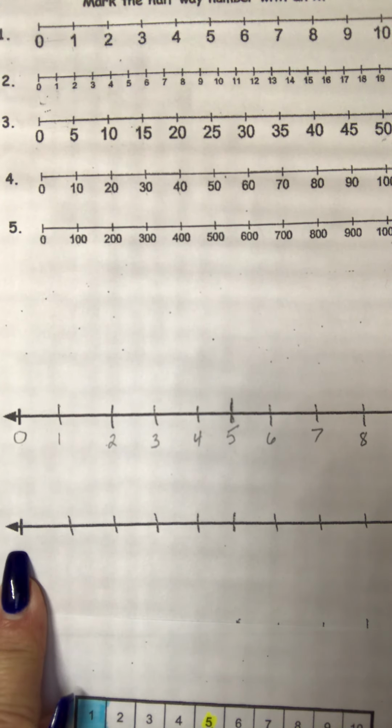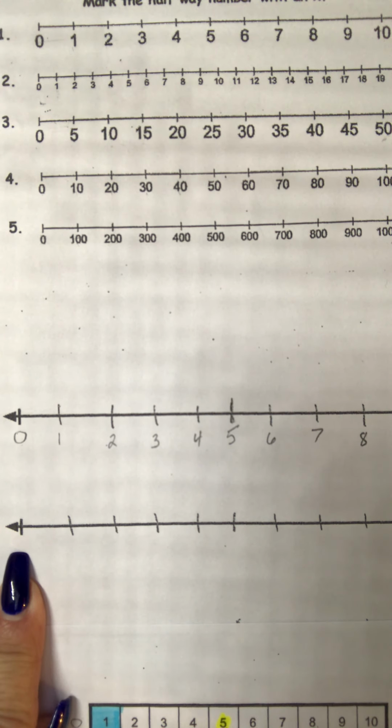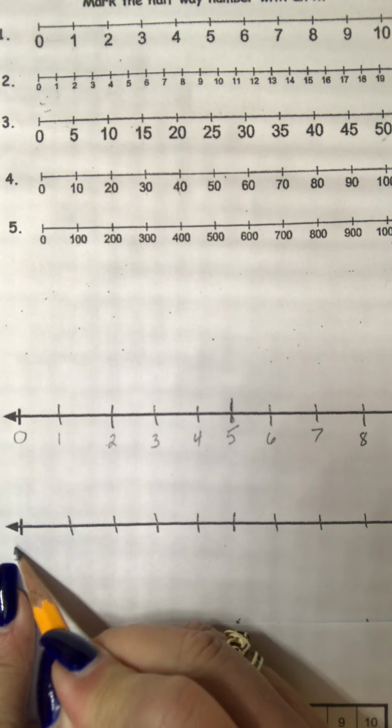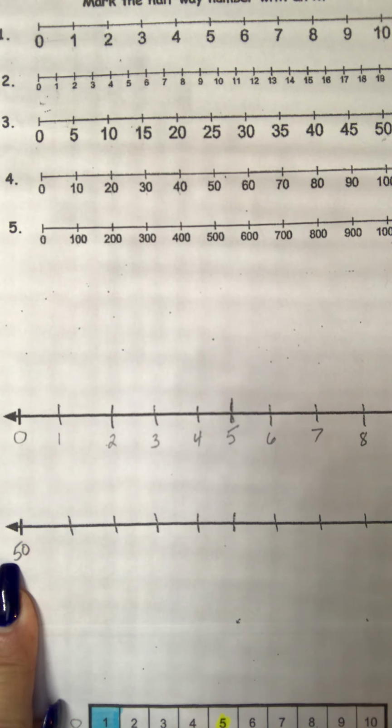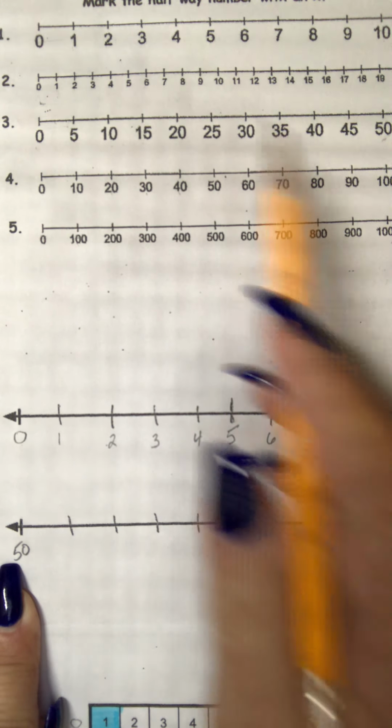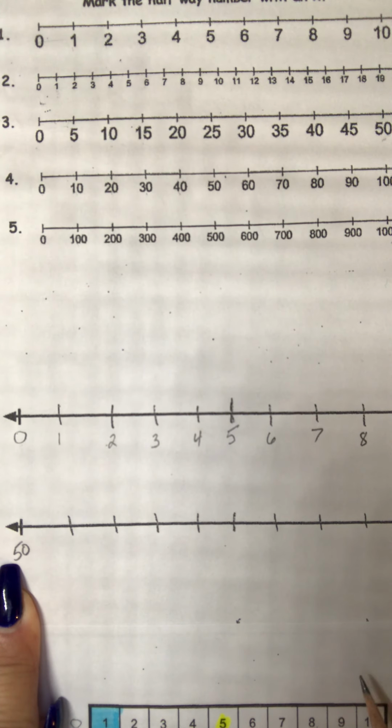Am I going to have 0 right here? I want 50. I only have 10 lines, and I want to count by ones. That's what I want to practice doing today, is just counting by ones. The bigger skip hopping we're going to do on some other ones. Let's just count by ones.